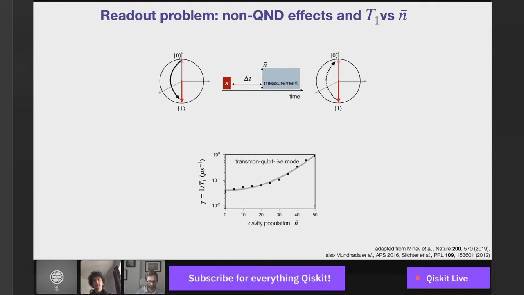You vary the power of the measurement drive, and what you find is that contrary to what you would expect and what you would want, the T1 of the qubit decreases, or equivalently, the relaxation rate of the qubit increases as you increase the cavity population. So this is a real problem because it hampers your efforts to increase the measurement fidelity or the speed at which you're taking this measurement.